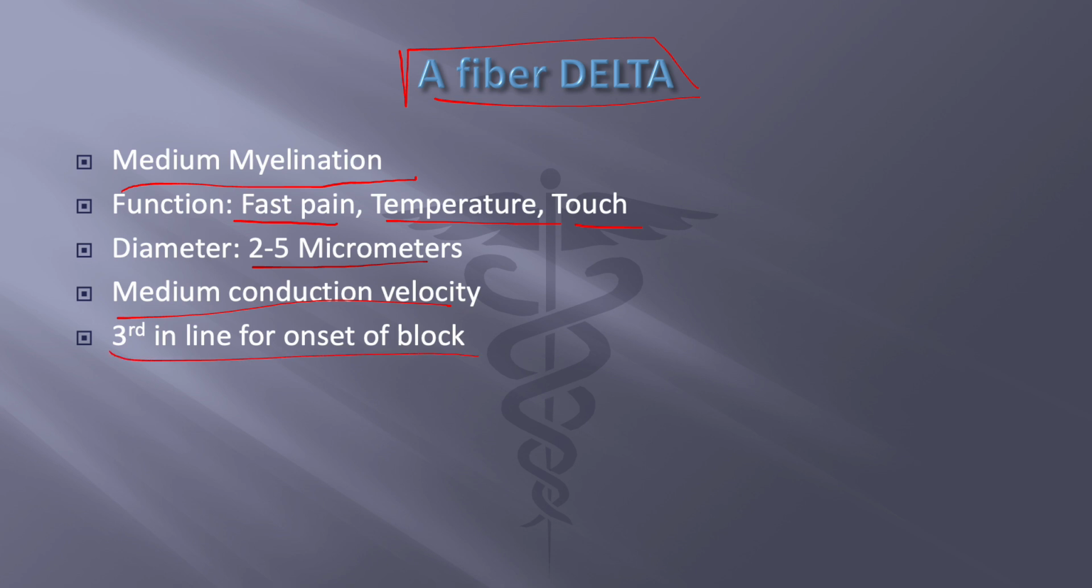Okay. So far we've got alpha and beta. All right, and then we have delta and gamma. Okay. But notice these are all A subtypes. These are third in line and these are fourth in line for block. All right, so let's build on that.